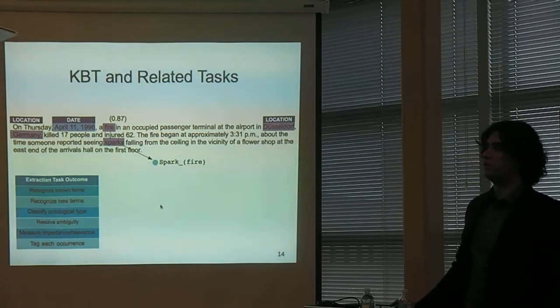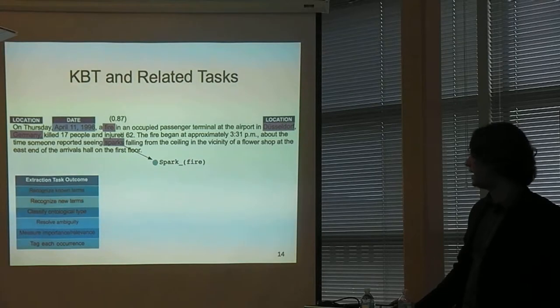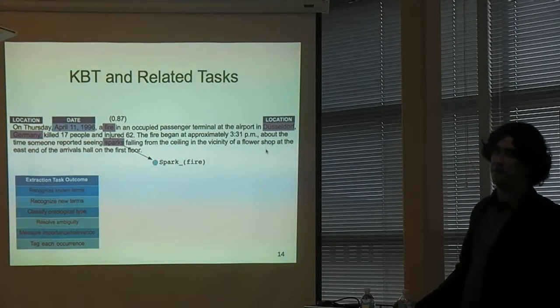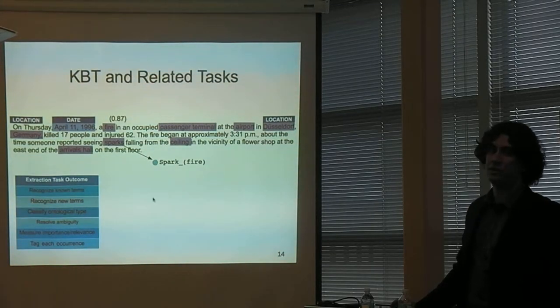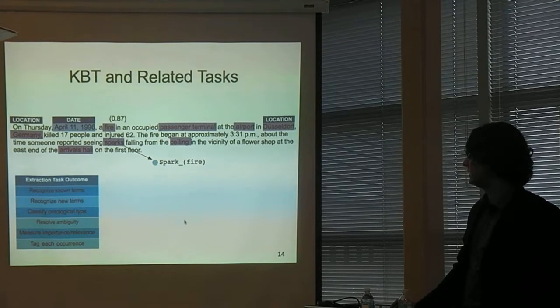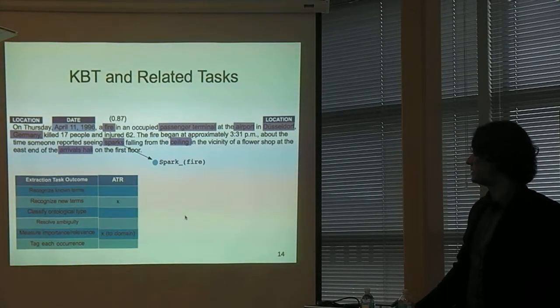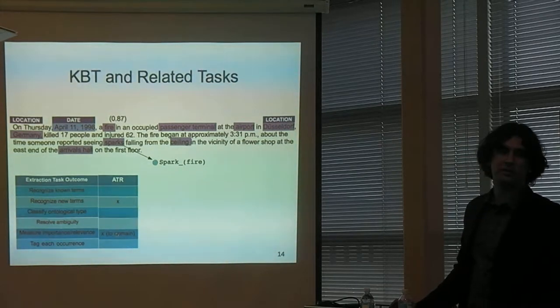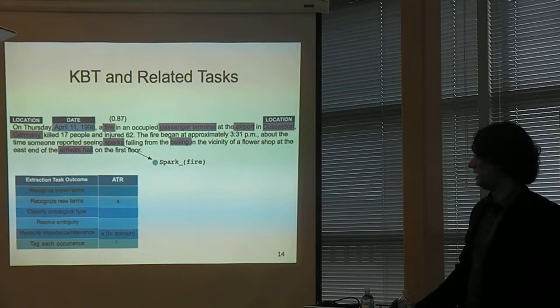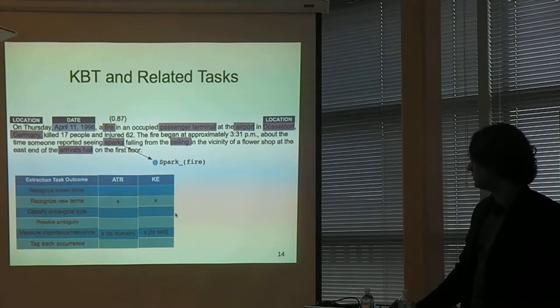For other use cases, it may be useful to say which ones are more relevant to this text. So fire is a very important concept here, while flower shop might be just incidentally talked about. It's not really key for understanding this. And finally, they might need to go ahead and tag all the occurrences of concepts in the text. If you look at automatic term recognition, for example, the focus there is basically on finding new terms that have high relevance to a domain, but it doesn't really look at any of the other task outcomes. Key phrase extraction, similarly, also looks at importance, recognizing new terms and their importance, but in relation to the text or to an objective.